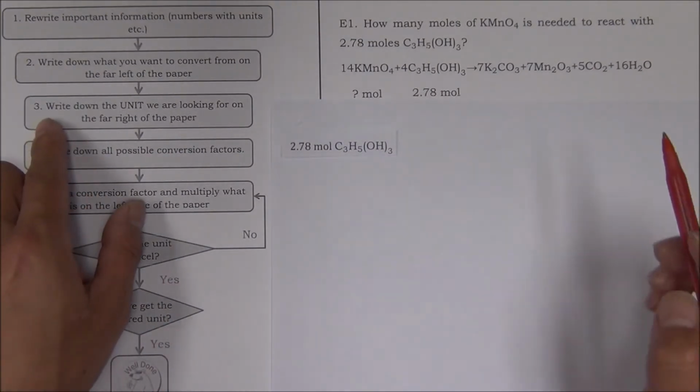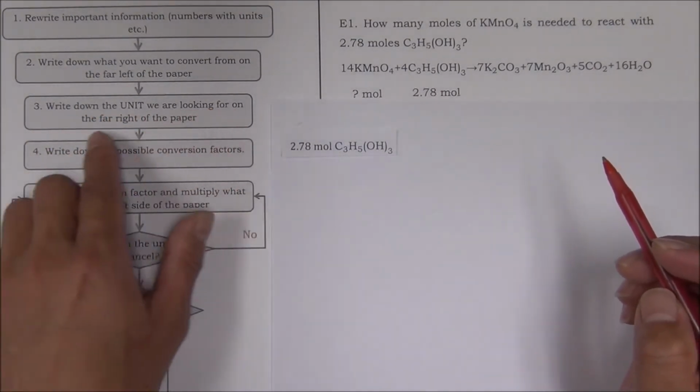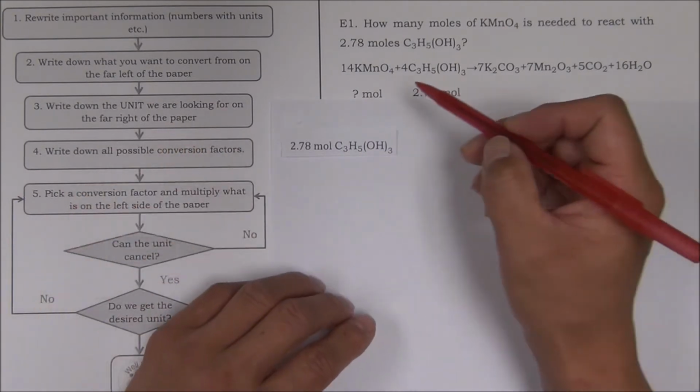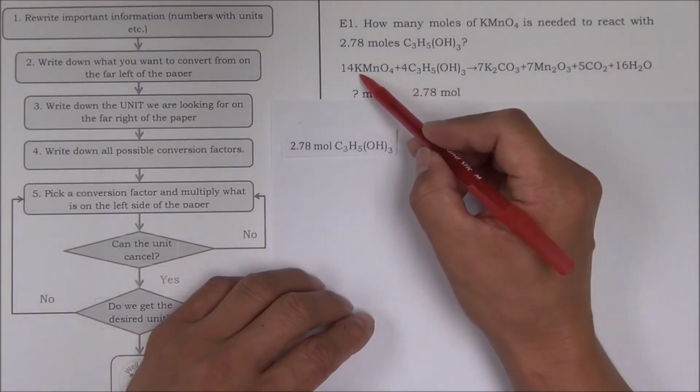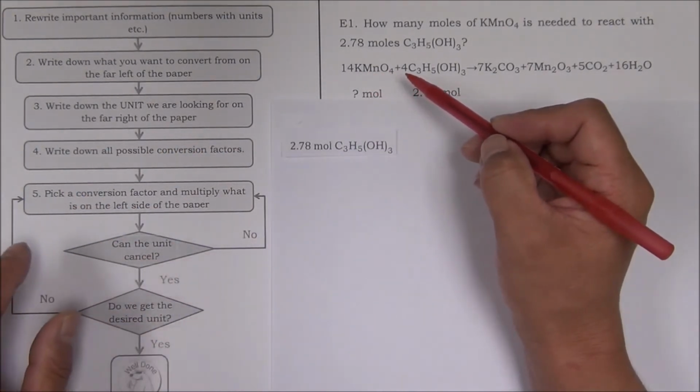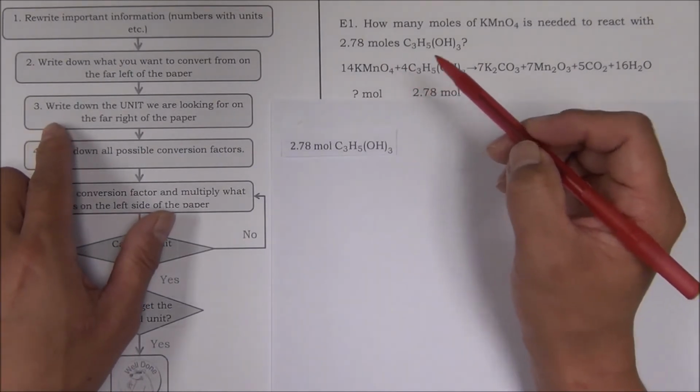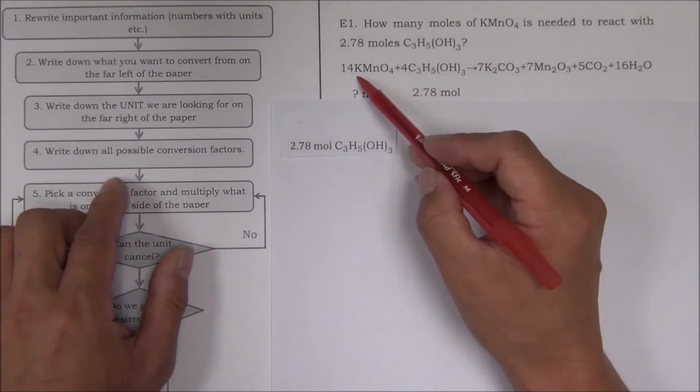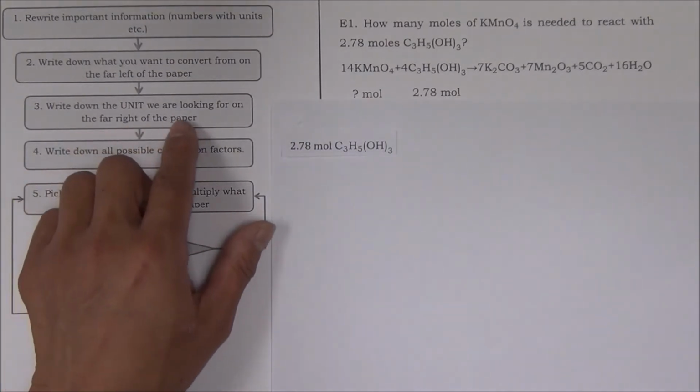Step 3. Put down the unit we are looking for on the far right of the paper. We are looking for the moles potassium permanganate. According to the instructions in the flow chart, we need to put down moles potassium permanganate on the far right of the paper.